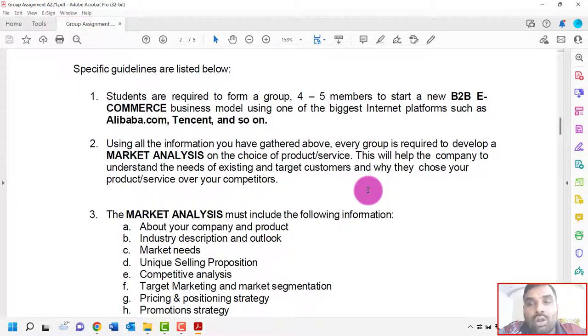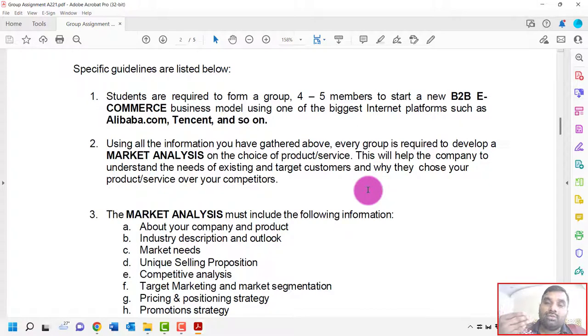So using all the information you have gathered above, every group is required to develop a market analysis. It looks like a business plan, but it's more a market analysis. You have to analyze the choice of your product. This will help the company to understand the needs of existing and target customers. So based on the market analysis, you have to prepare a report.